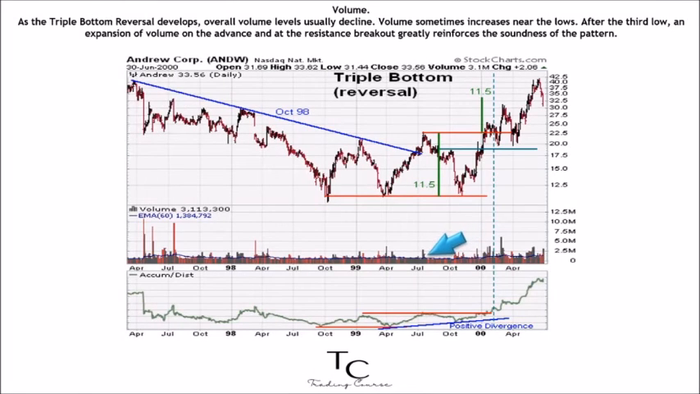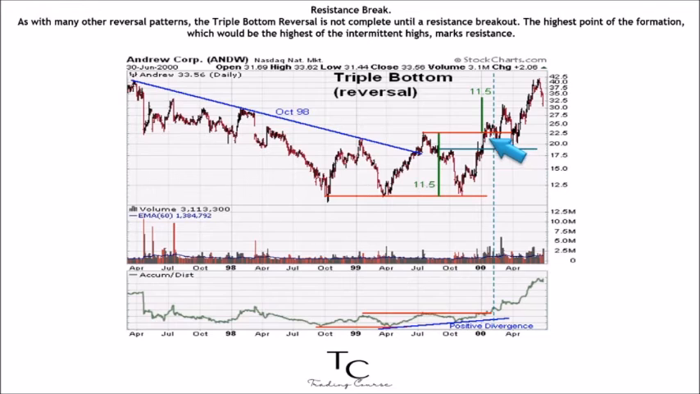Volume. As the triple bottom reversal develops, overall volume levels usually decline. Volume sometimes increases near the lows. After the third low, an expansion of volume on the advance and at the resistance breakout greatly reinforces the soundness of the pattern.